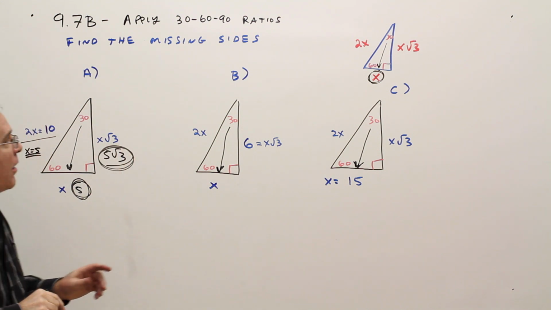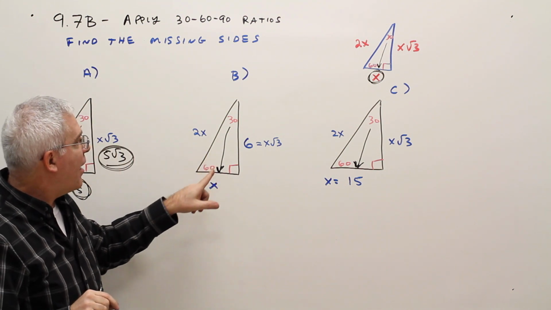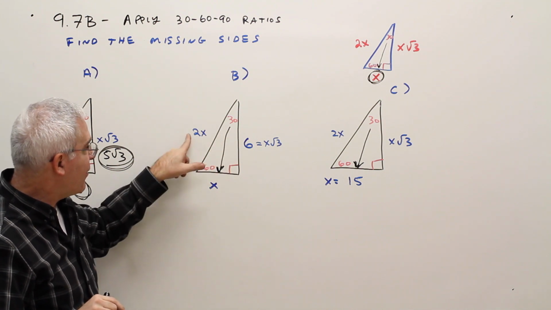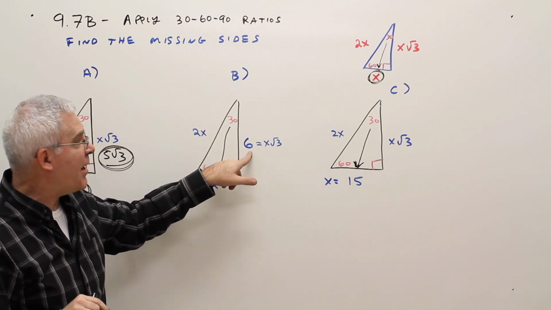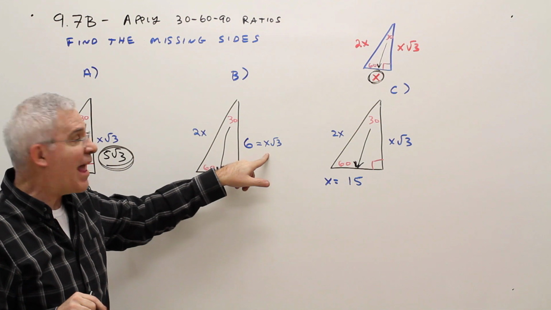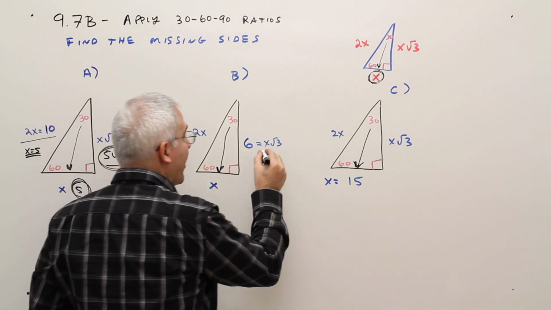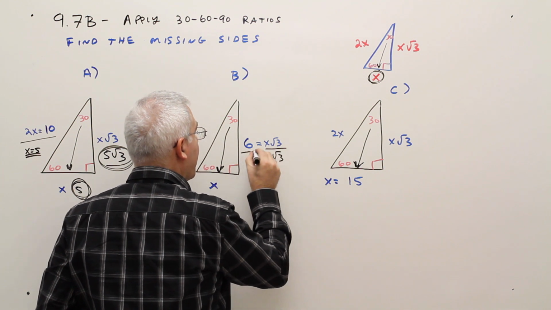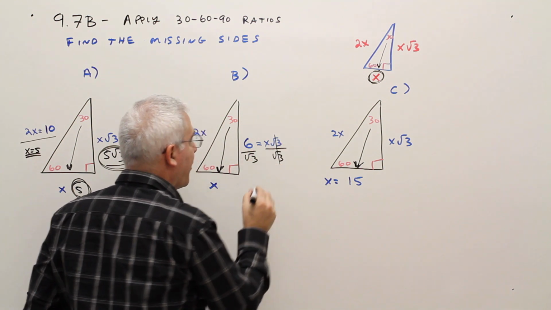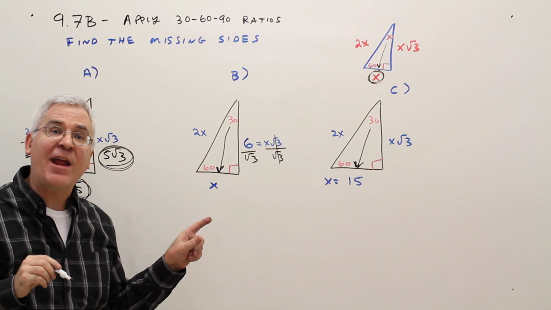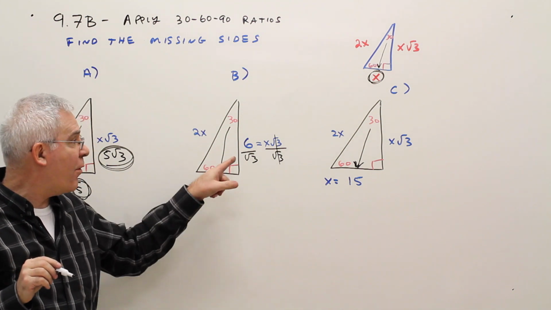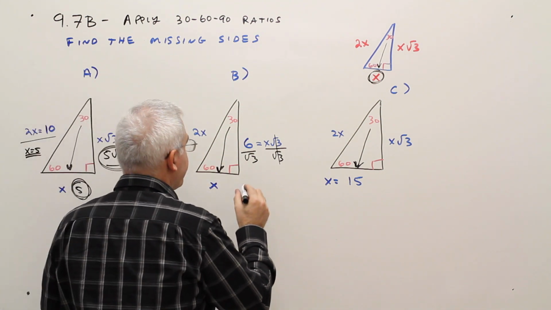Okay? Over here, I have x here, 2x here. x radical 3 is the 6. So I'm solving that for x. So I'm going to divide each side by radical 3. We always want to report our answers in exact simplified form. So let me simplify that.